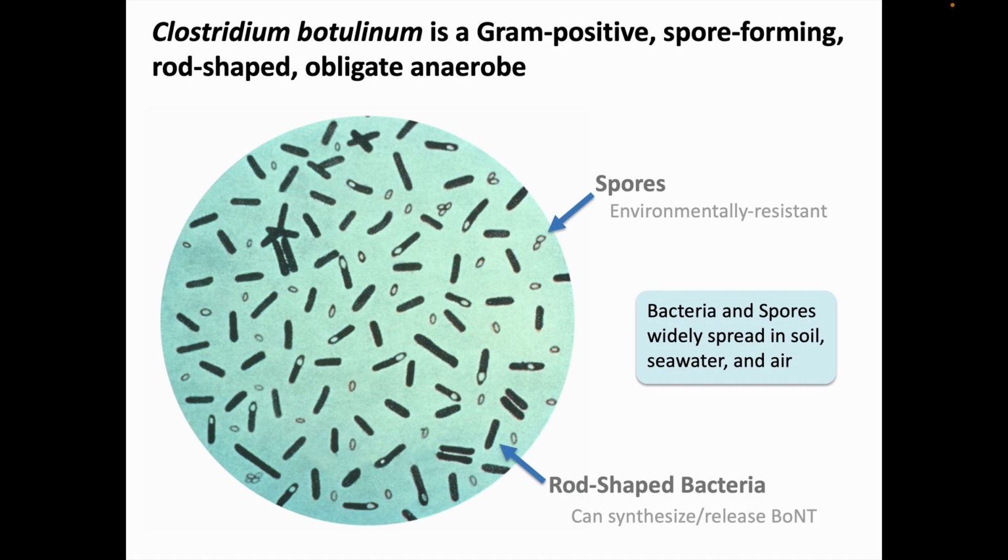Clostridium botulinum is a gram-positive anaerobic rod that can form spores, and the spores are very environmentally resistant, a way essentially for the bacteria to hibernate when the conditions for it aren't great. But then, when the environmental conditions get better, the spores can germinate and the bacteria can grow, reproduce, and start synthesizing and releasing their toxin.